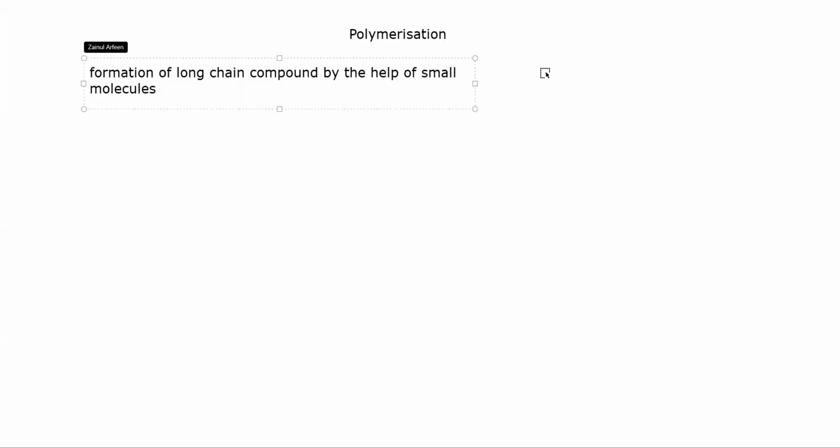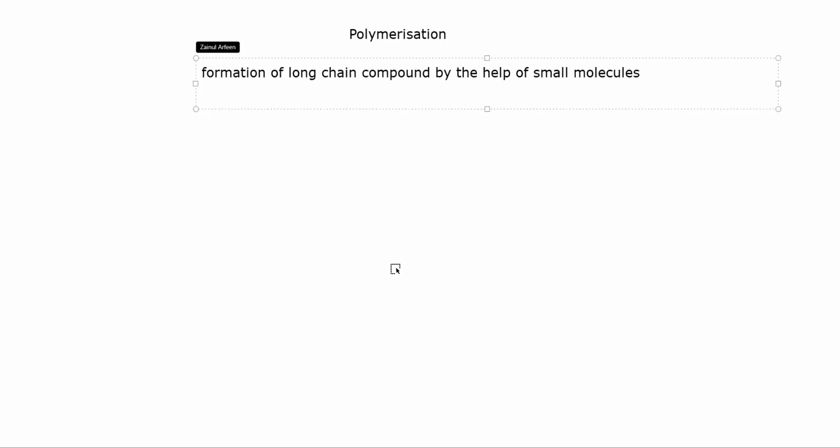This process is known as polymerization, and it's the opposite of cracking. In cracking, what do we do? In cracking, we break the long chain into small ones. And in polymerization, the opposite is done. If we have small molecules, we can join them and form a long chain compound. So most of these plastics are polymers.